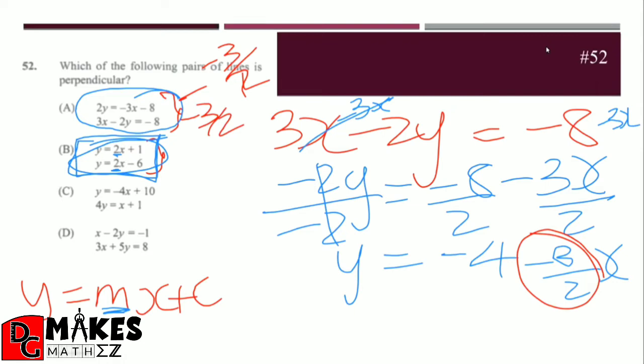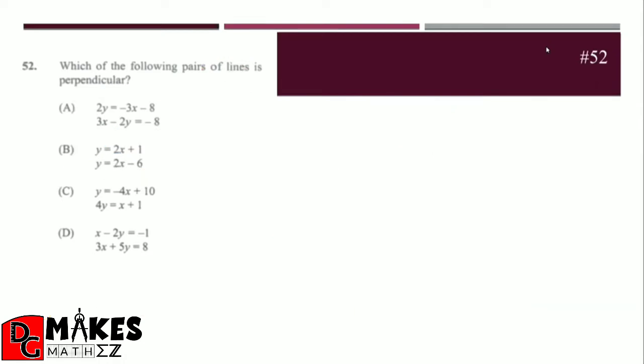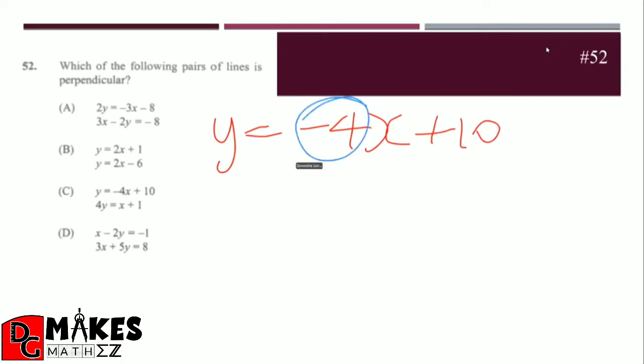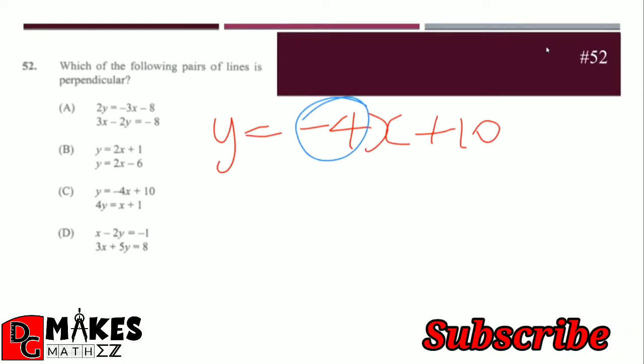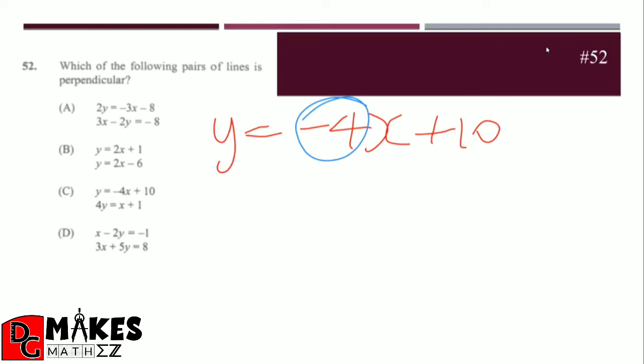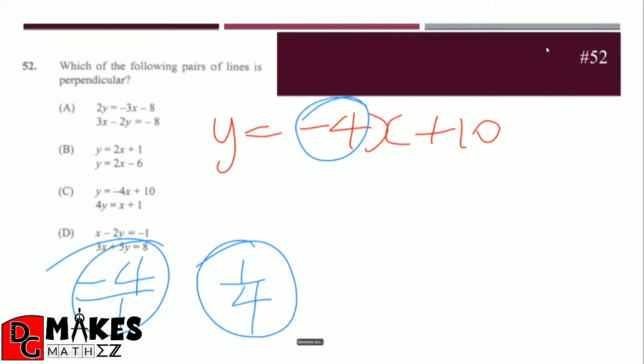Let's see how C works itself out. So y is equal to negative 4x plus 10. And that already tells us that our gradient is negative 4, which means we can start thinking that if we are going to find a line that is perpendicular to this one, the gradient must be the reciprocal of 4 over 1, which is 1 over 4. And since that was previously negative, then we expect the next gradient to be positive.